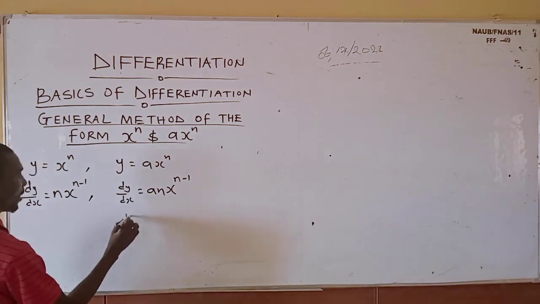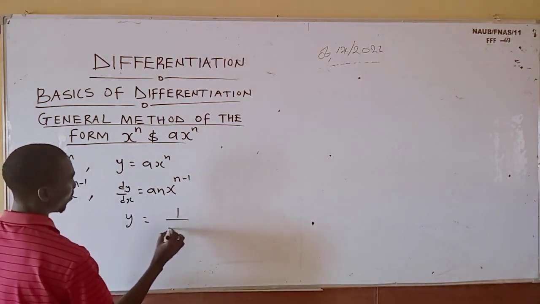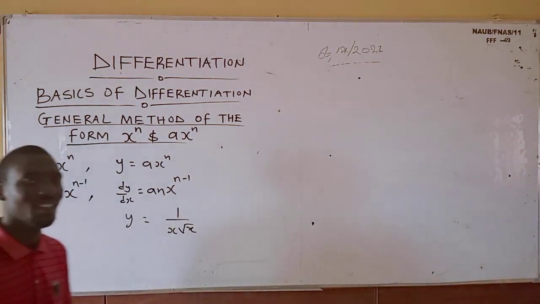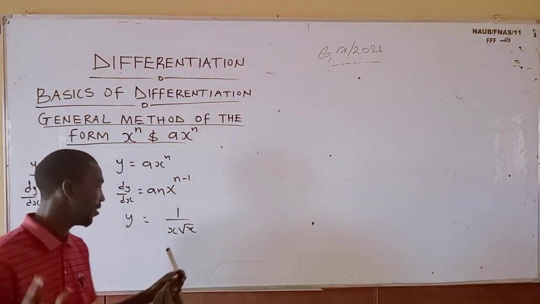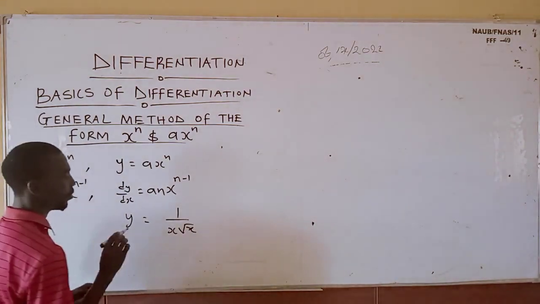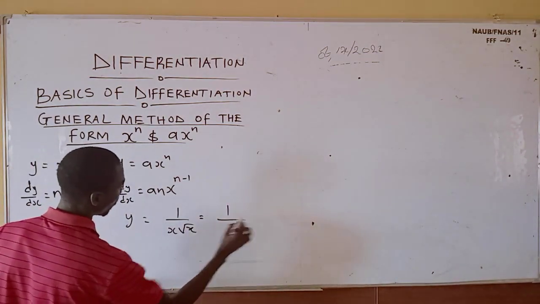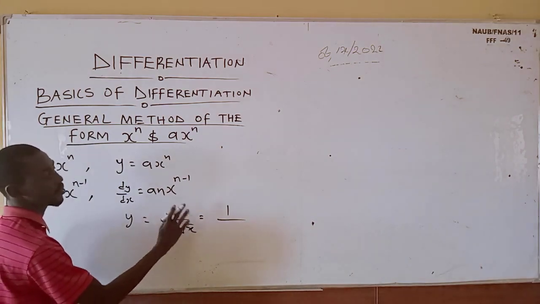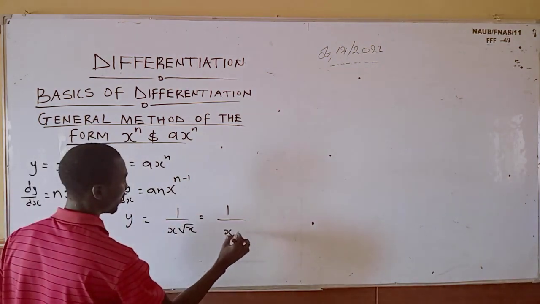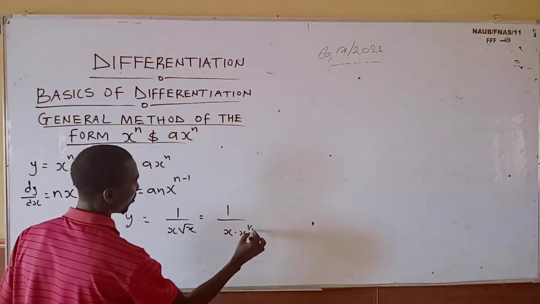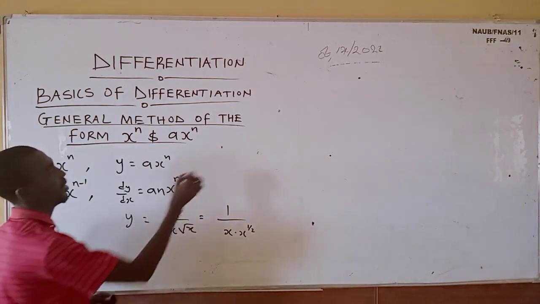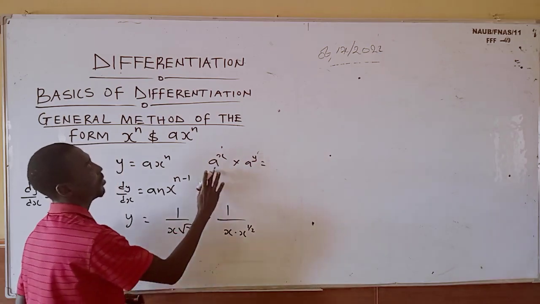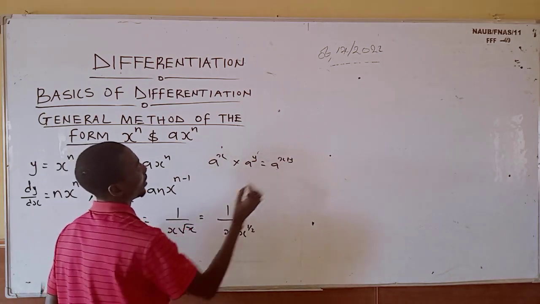Okay, we have y equals 1 over s root s. How are you going to do this? It's as easy as the ones we have been doing. The first thing you need to know is that this square root is the same thing as s to the power of what? 1 over 2. So this is s multiplied by s to the power of 1 over 2. And from indices, a to the power of s multiplied by a to the power of y is the same thing as a to the power of what? s plus y.